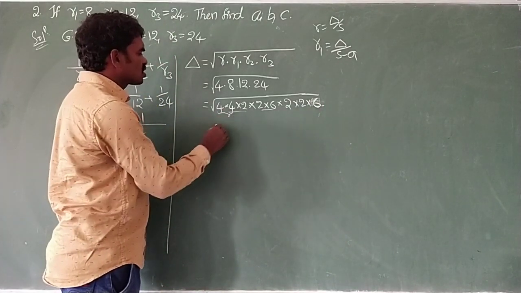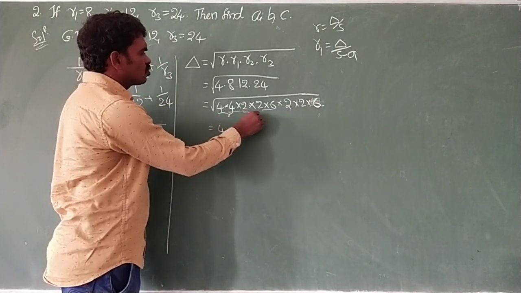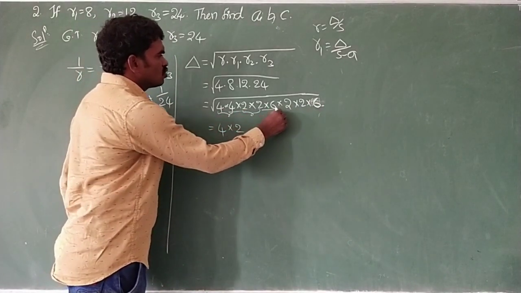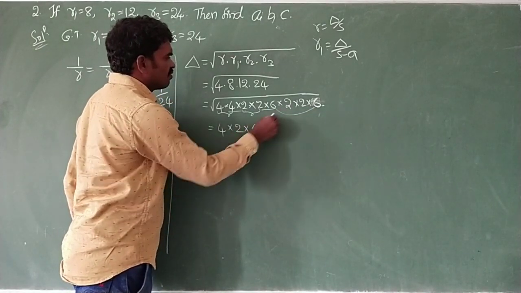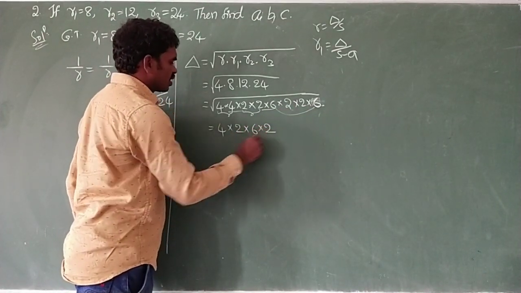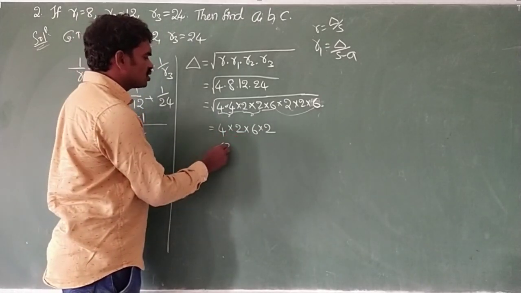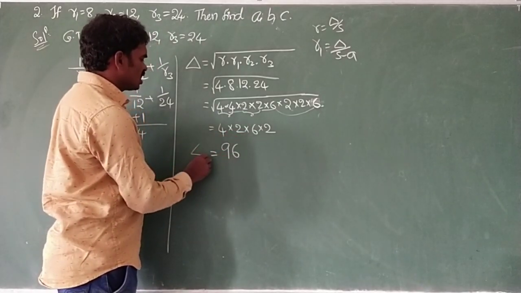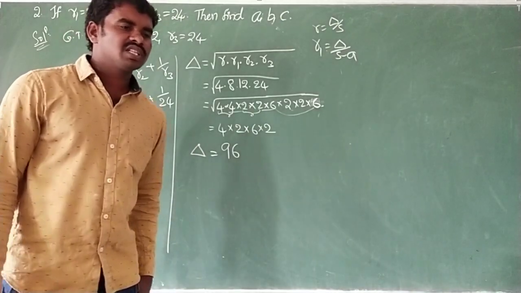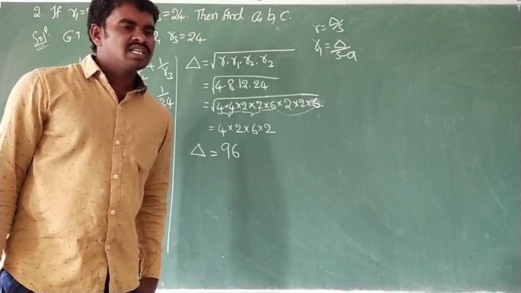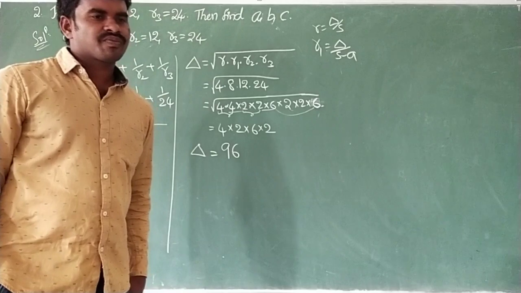Now for 2 4s, 1 4 we can write. For 2 2s, 1 2 we can write. For 2 6s, 1 6 we can write. For 2 2s, 1 2 we can write. So now 4 2s are 8, 8 6s are 48, 48 2s are 96. So the delta value also we got it. That is 96. Okay.